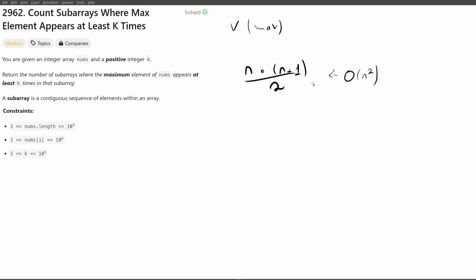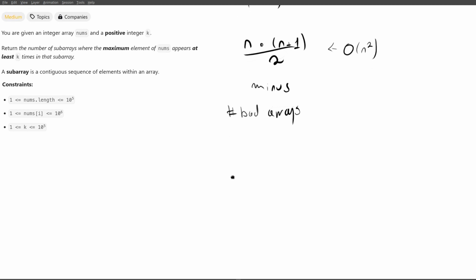Now essentially we have reduced our problem to what we know already, because we have to take this and then subtract all the bad subarrays. Bad subarrays in this case are subarrays where our value v appears less than k times, or at most k minus 1 times. And this is exactly the problem that we know how to solve, because this is a simpler version of yesterday's problem. And now let's look at the code.